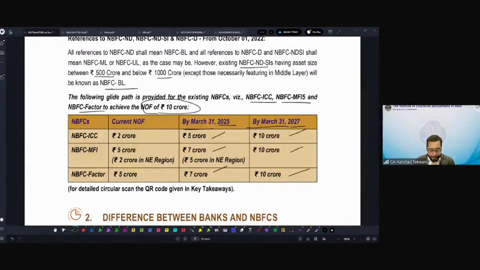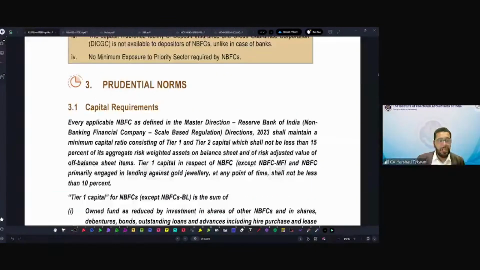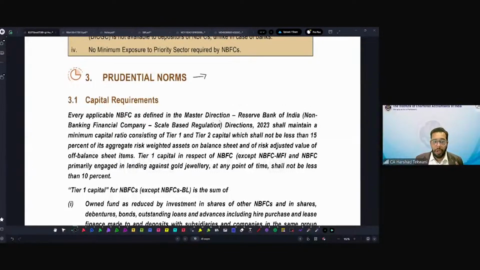What I expect from you for the next session is that you read this particular part, prudential norms. Read the different categories. What are the prudential norms? What are the prudential norms applicable? So when I discuss, it will be very easy for us to discuss prudential norms.